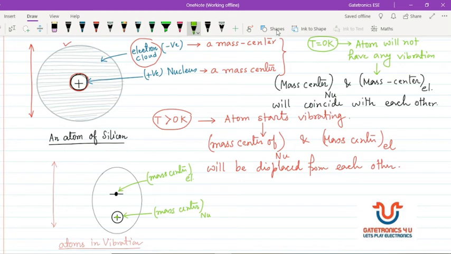So there will be a displacement between the mass center of the electron and the mass center of the nucleus. We can see that this mass center is negatively charged, but this mass center is positively charged. So a positive and a negative charge center have been displaced from each other.